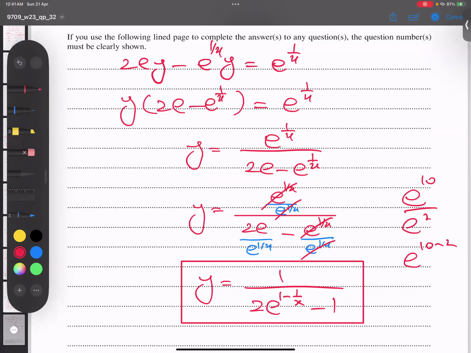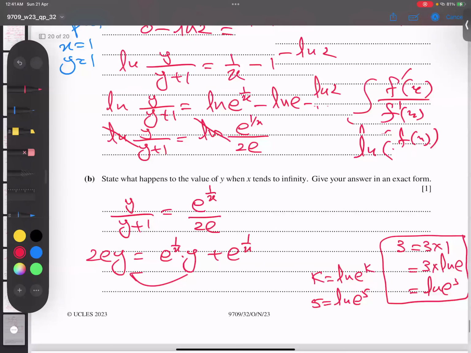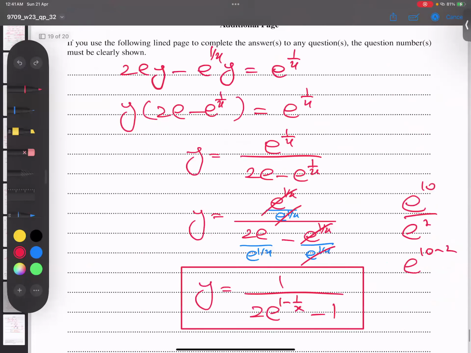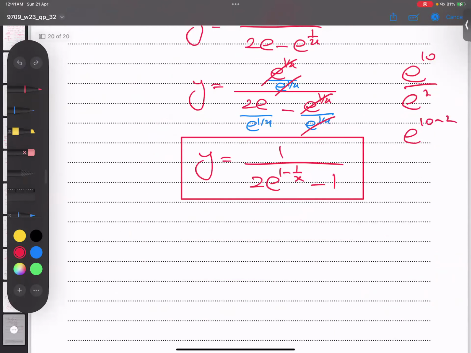Alhamdulillah Rabbil Alameen. The last part asks what happens to the value of y when x tends to infinity, and he wants the exact form. So no problem. When x tends to infinity, do you know, students? Something divided by 0 equals infinity. But if 0 goes there, infinity comes down, so something divided by infinity equals 0. We will use the same approach here.